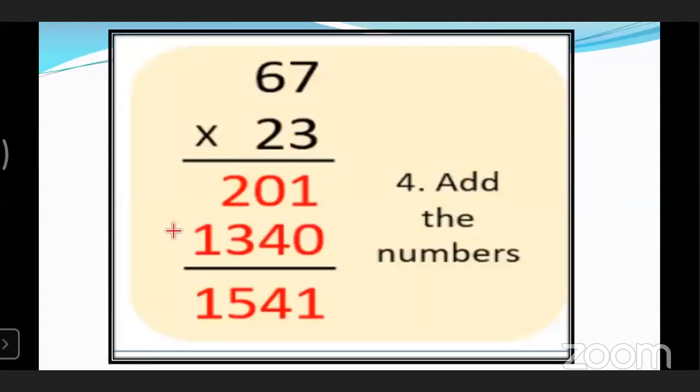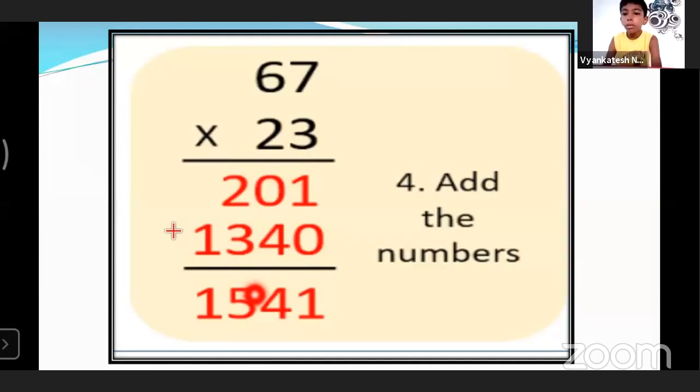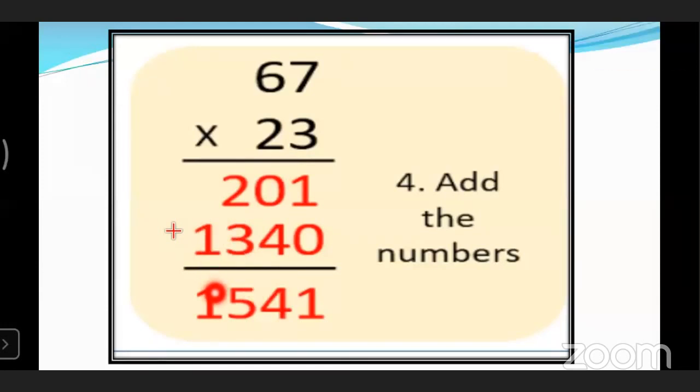Now see on your screen, add the numbers. This is very important. If you do not add the numbers, you will not get the final answer. You will not get the product. So don't forget to add the numbers. Now you can see the sign of addition here, right? Now let's add. 1 plus 0, 1. 0 plus 4, 4. Very good. 2 plus 3, 5. And 1 will be here. So this is the final product.